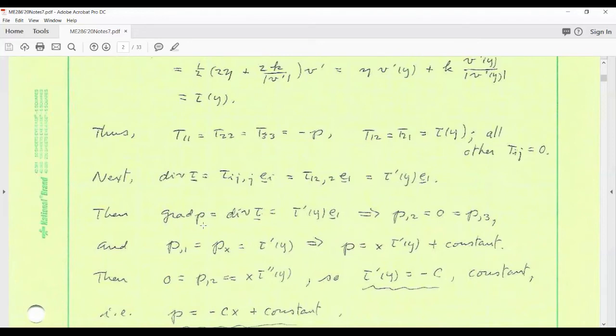Then the equation of motion tells you the pressure gradient is the divergence of this tau. In general, the pressure gradient, this vector, would have components along E1 and E2 and E3 given by P comma 1, P comma 2, and P comma 3. Well, there are no E2 or E3 components, so P comma 2 and P comma 3 are both 0, which means P only depends on X. So we'll write p comma 1 as p sub x to stand for an x derivative. And this equation says p comma 1 e1 is tau prime y e1. So p comma 1 is tau prime y. You can integrate this with respect to x, and you get x times tau prime y plus some constant.